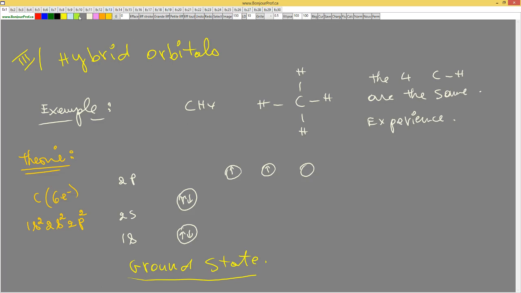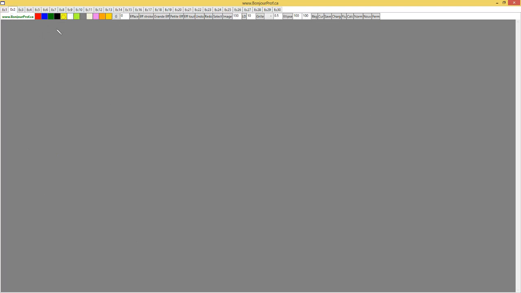So what the carbon will do is hybridization. So I'm going to write it here: orbital hybridization. It will prepare itself. This is what it will do. How will it do it?